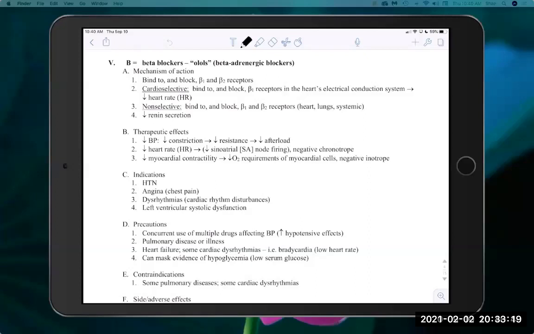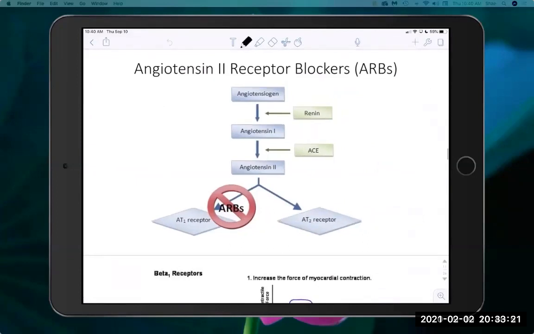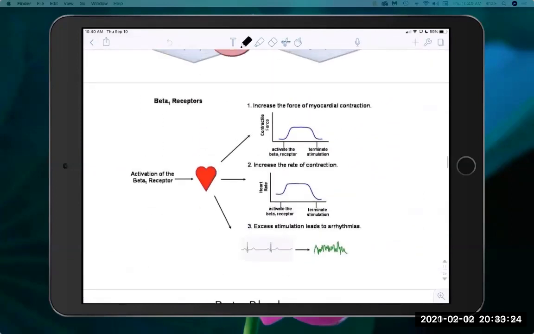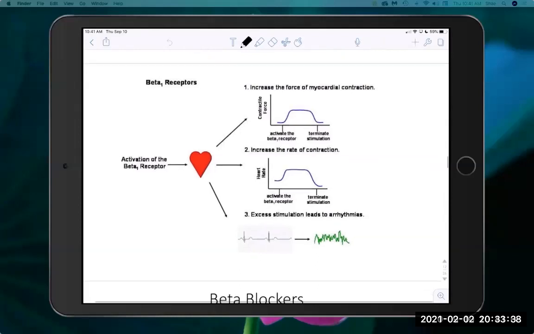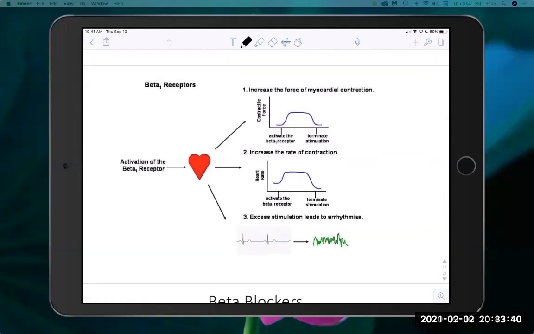So beta 1, let's go to a slide really quick. This is good. Beta 1 receptors are primarily located on the surface of the heart. Beta 2 receptors are primarily located on the smooth muscles of the bronchioles, and then blood vessels found in arteries of skeletal muscles too. But you see primarily beta 2 in the lungs, on the bronchioles. So know that when we talk about beta 1, we're referring to the heart. Beta 2, we're referring to receptors of the lungs.